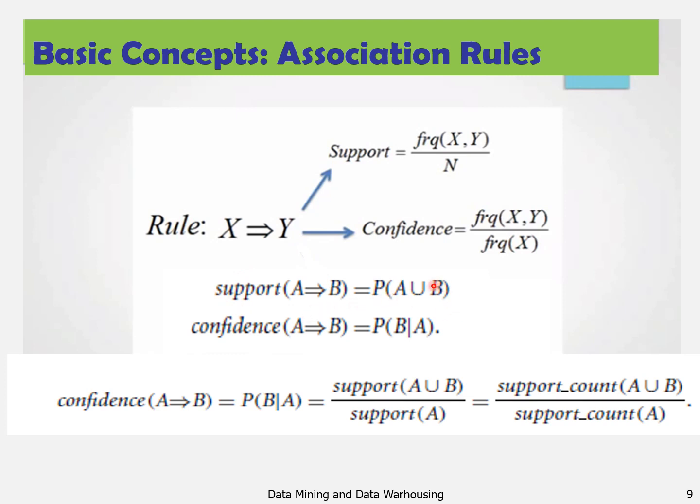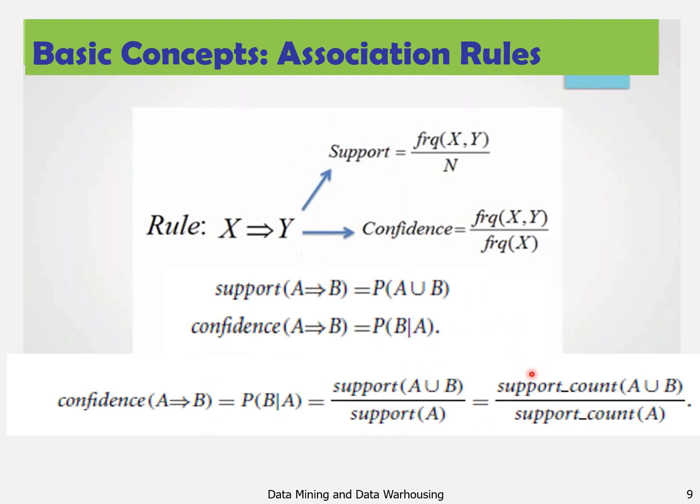Now, support can also be defined using the union and probability. The support of A implying B, meaning A and B occurring together, is the probability of A union B. Another way to calculate the confidence of A implying B, which is the probability of B given A, is the support of A union B divided by the support of A.